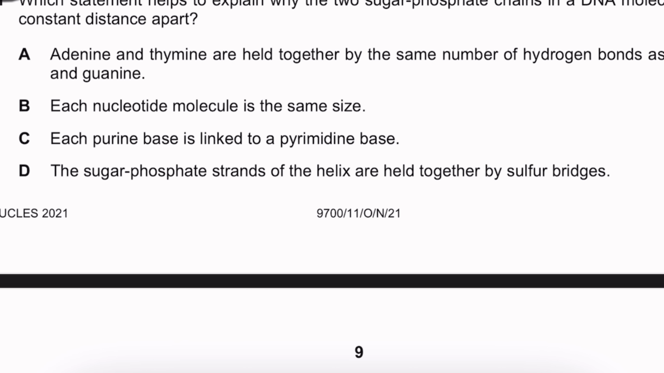Okay, adenine and thymine are held by the same number of hydrogen bonds as cytosine and guanine. Okay, each nucleotide molecule is the same size. That's wrong. We have purines and we have pyrimidines. Each purine base is linked to a pyrimidine. That is the exact reason. Okay.